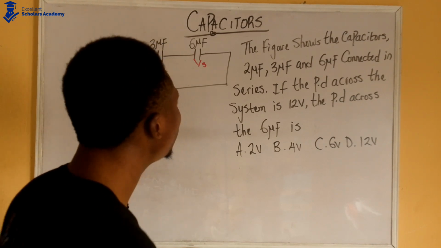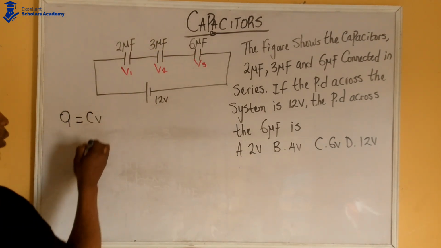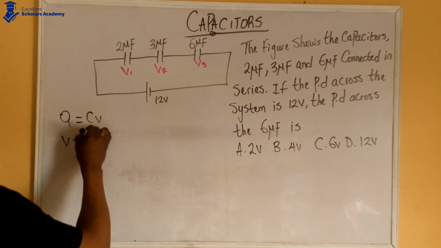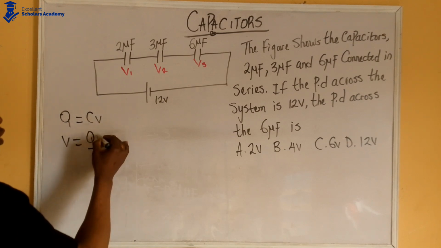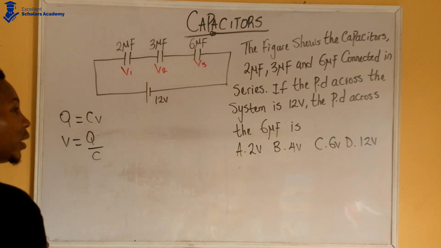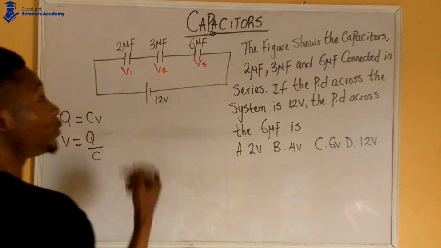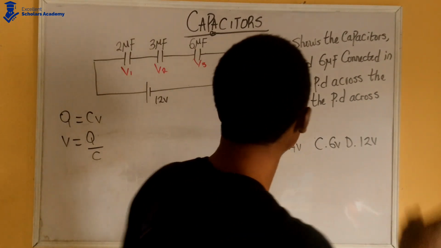Now, how do we do that? Before we can do that, remember that Q is equal to CV, so V is equal to Q over C. You need your charge and the capacitance, which you already have, to find the potential difference across the 6 microfarad capacitor. So now we have to find the charge.